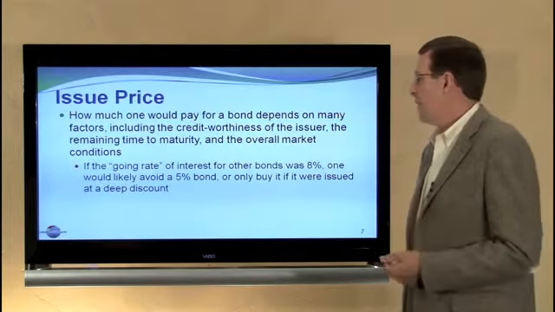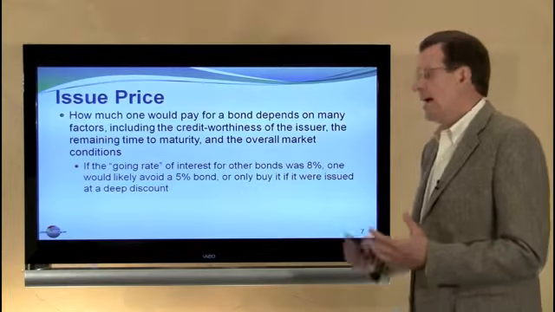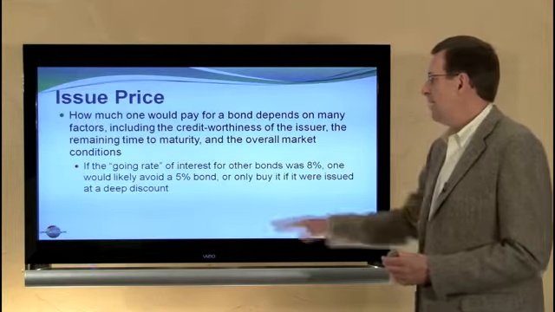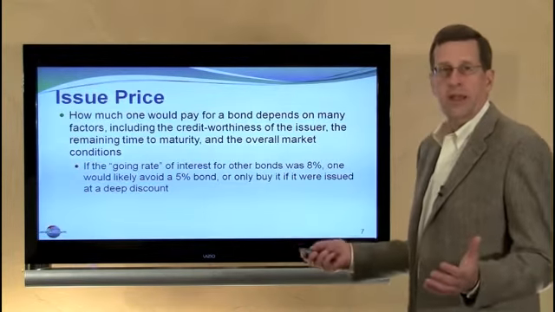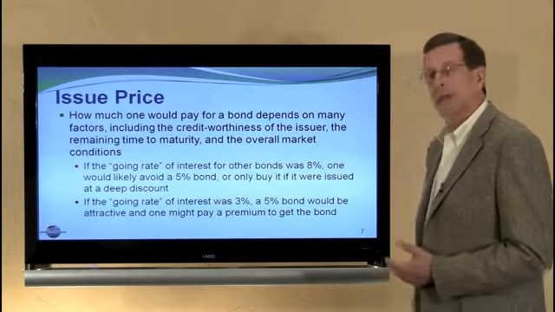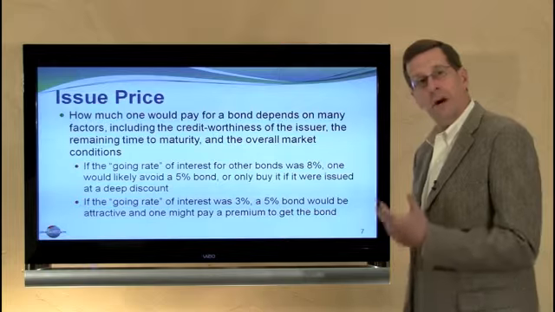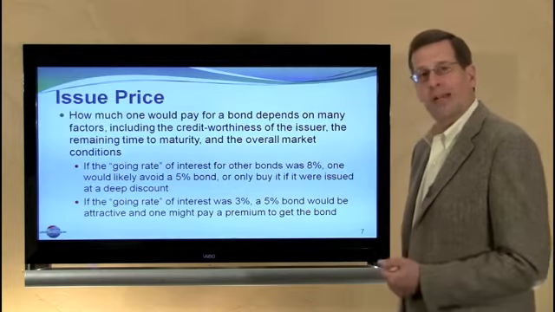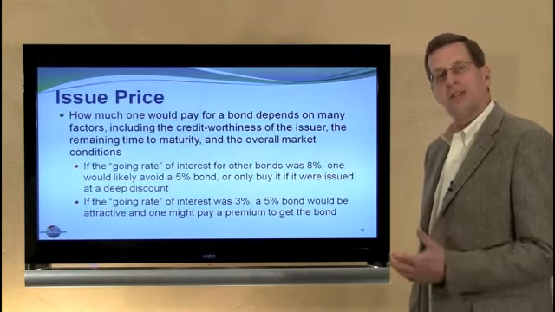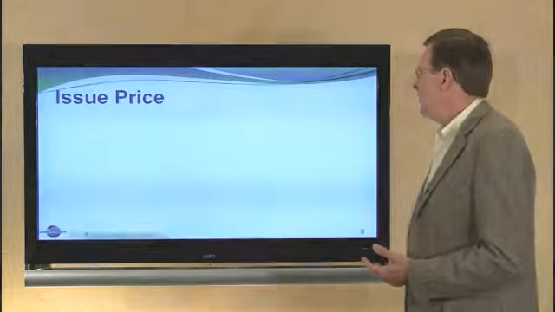We can think about a going rate or market rate of interest for bonds. Let's assume the going rate or market rate was 8% at the time that a company attempted to issue a 5% bond. Well, who would want the 5%? The answer is really no one unless they could buy it at a discount. Conversely, if the going rate of interest, the market rate, was 3%, everyone would clamor to buy 5% bonds. They would actually bid the price of the bonds up such that the investment would be at a premium.